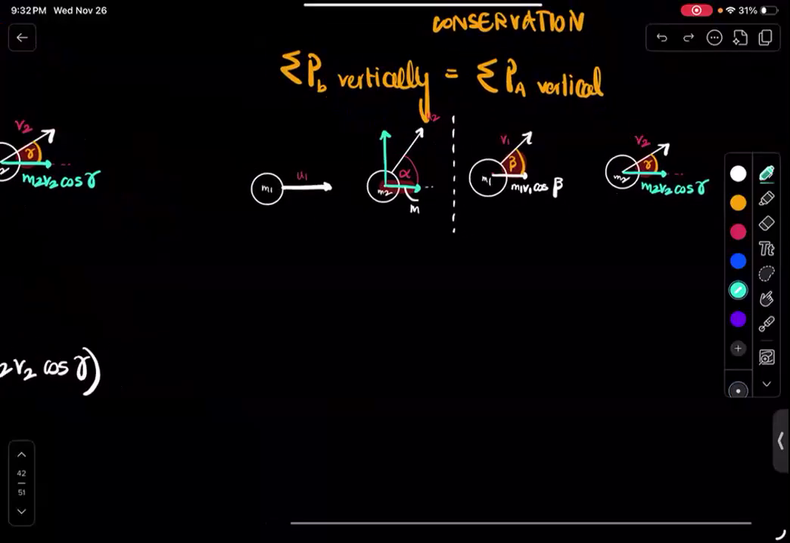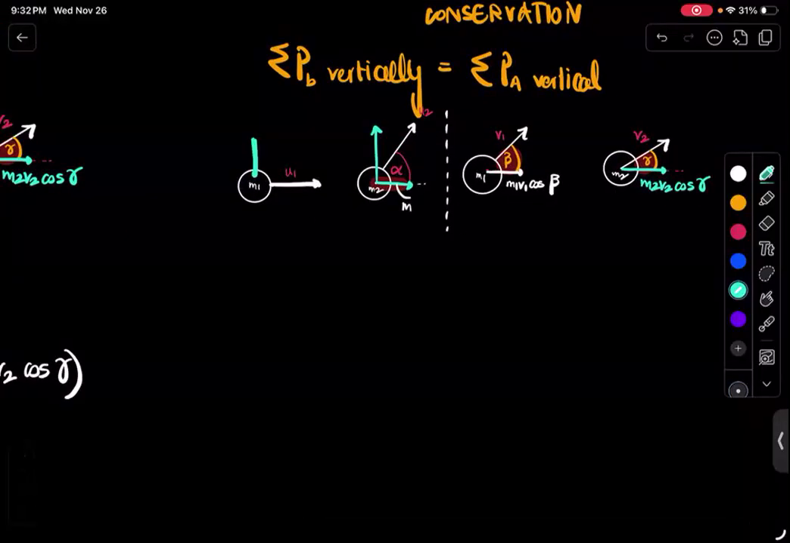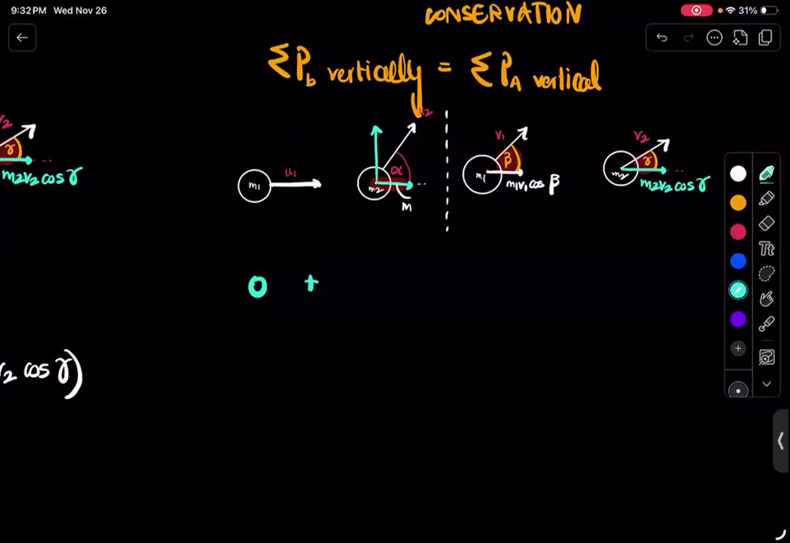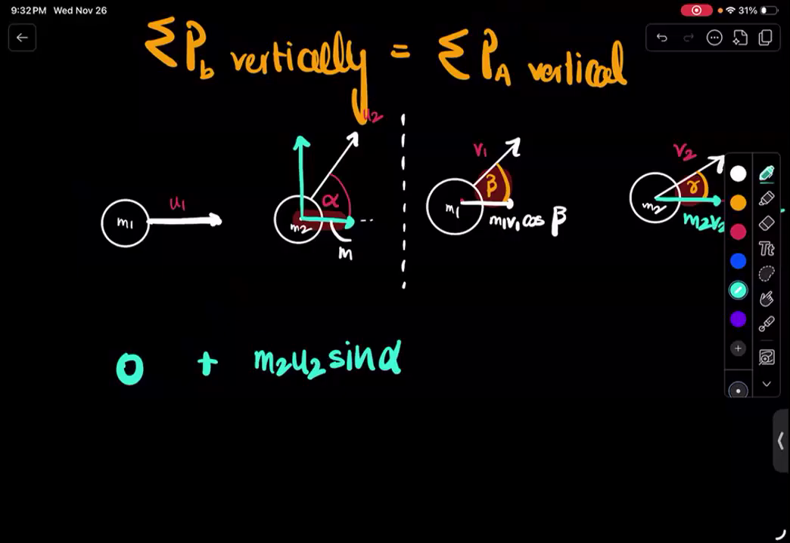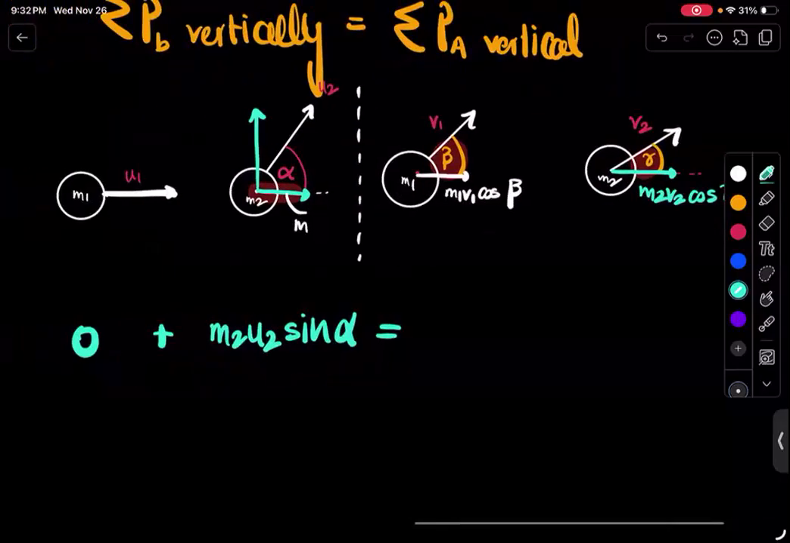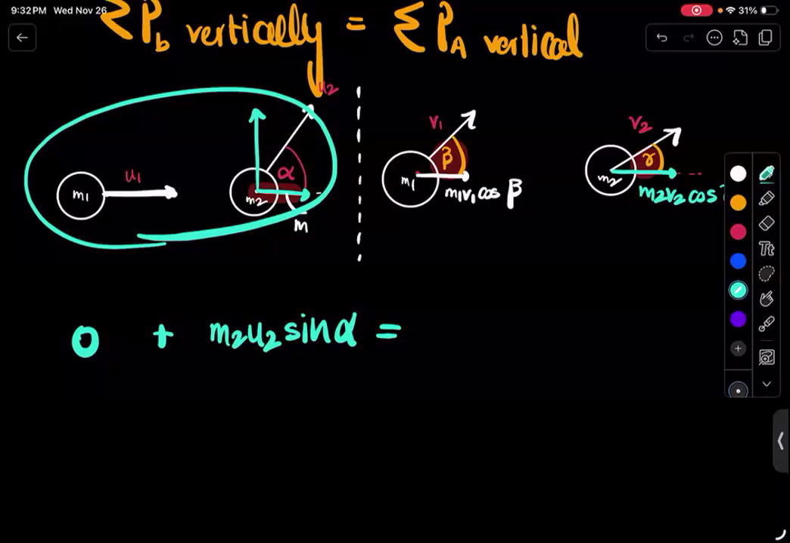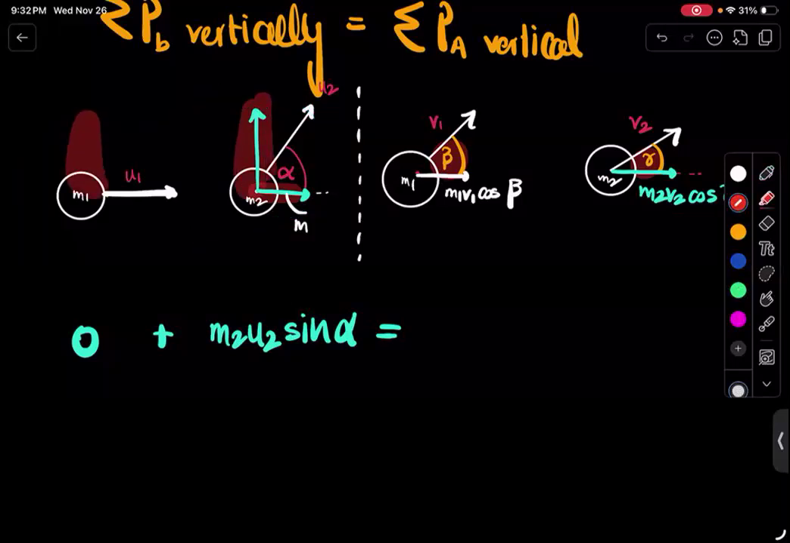Now over here, since we're talking about the vertical components, M1 has no vertical momentum before collision. So this is going to be 0. Plus, what is the vertical momentum of M2 before collision? That's just going to be M2U2 sine alpha, right? Because if you remember, the vertical component of this ball is, in front of the angle, momentum times sine alpha. And what is momentum? That's just M2U2. Then sine alpha, this is the total vertical momentum before collision, right? How much momentum does the ball have in the vertical direction?